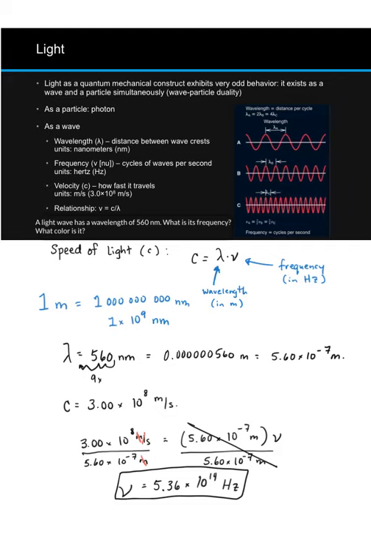Finally, if we refer back to the previous page, what we'll find is that this wavelength of 560 nanometers, or frequency of 5.36 times 10 to the 14 hertz, corresponds to a color that's green, regardless of whether we refer to wavelength or frequency. We verify that this must be green light.